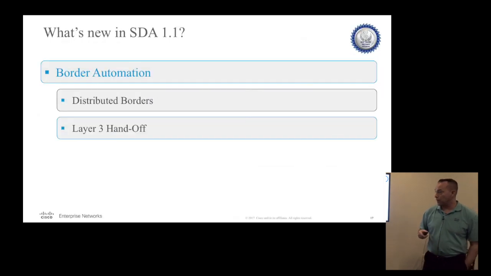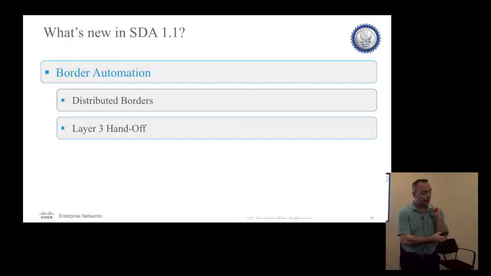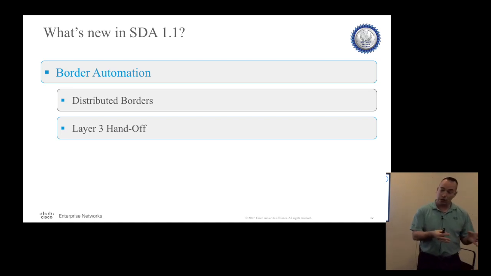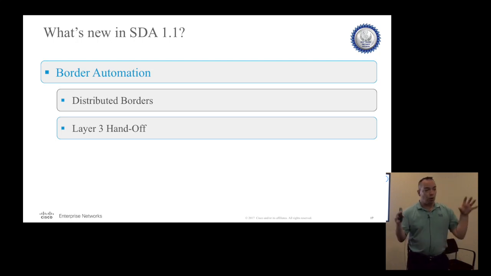Now, on the border automation, because that's a general term all by itself, it's really broken into two main categories. One that was only available in SDA 1.0, we could only put the control plane and border on the same node. That's kind of not so great. It works, and if you have a small environment, that's fine. But what if I have a really big environment or I have lots of borders? Well, I can't make all of them control planes now, can I?